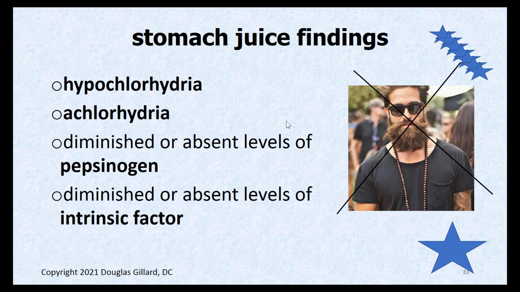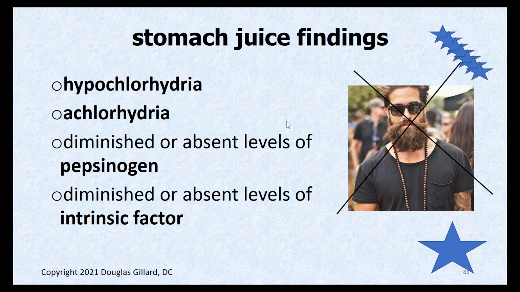What about stomach juice findings? Well, if it's a type 3 autoantibody, and if they don't say, you just assume it's a type 3. You just assume it's an attack. Pernicious anemia is an attack against the parietal cells. So just assume that unless they get specific. If they say it's a type 1 or type 2, then they won't have stomach juice findings like this.